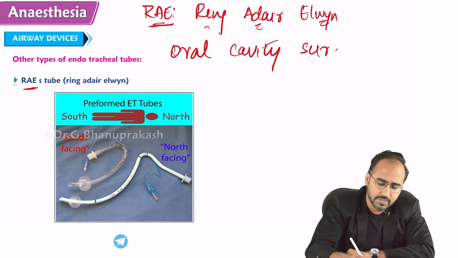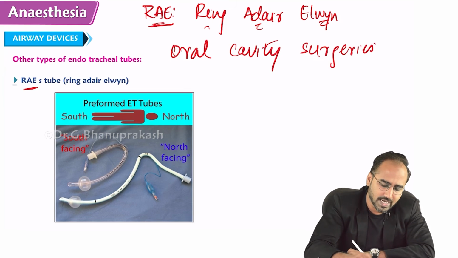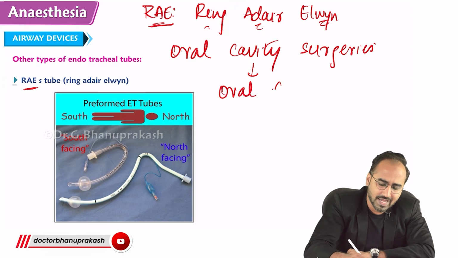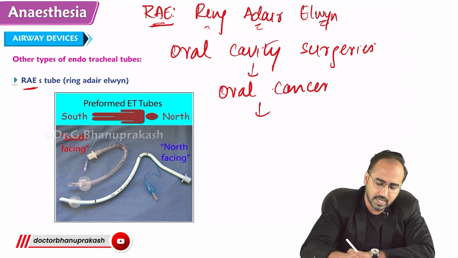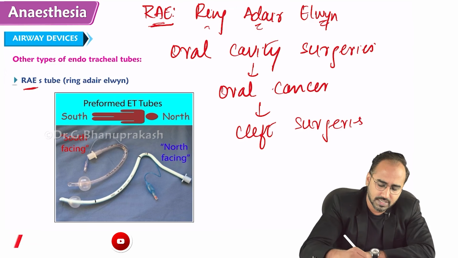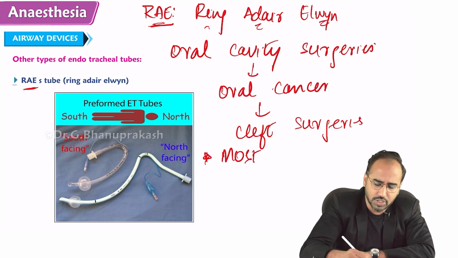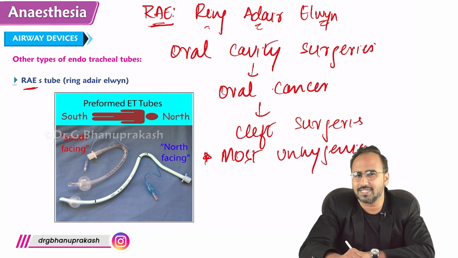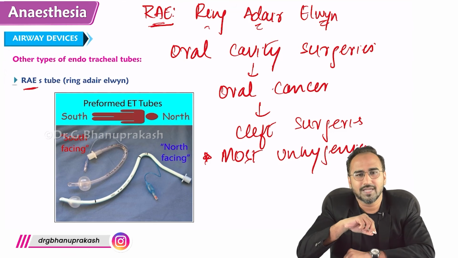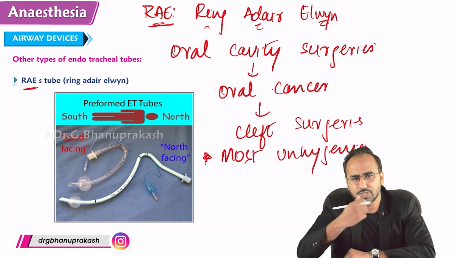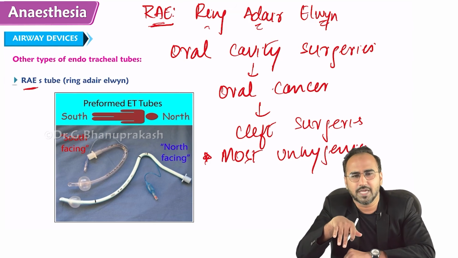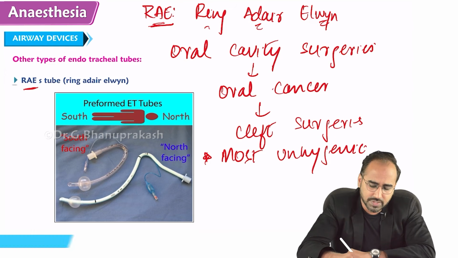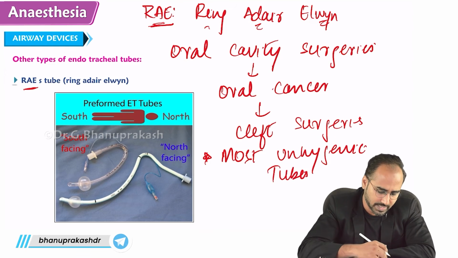Oral cavity surgeries, such as oral cancer or cleft surgeries. These are the most unhygienic tubes. Why, sir? Why are these the most unhygienic? Because you are passing the tube through the nasal cavity. Nose is the unhygienic thing. So you can take that organism into the patient's trachea, right? So these are the most unhygienic tubes. That is called the RAE tube.